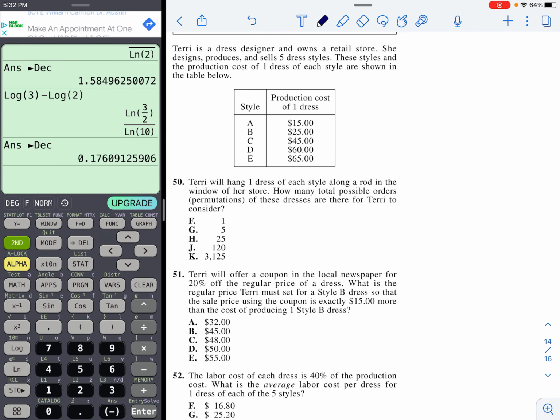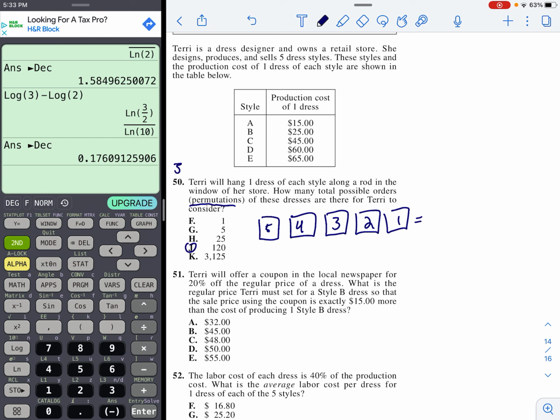Question number 50. Okay, we've got some dresses. We've got production costs. There's 5 dress styles. She's going to hang 1 dress of each style along a rod. How many total possible orders? Permutations. They're telling you the order matters here. So the number of dresses that can go in the first slot is 5. But then you've used 1, so there's only 4 left. Now there's only 3, there's only 2, there's only 1. You multiply all of these things together and you get answer choice J, 120.